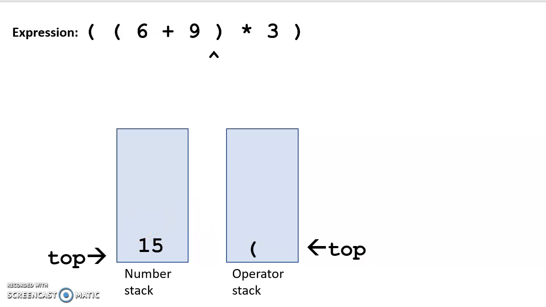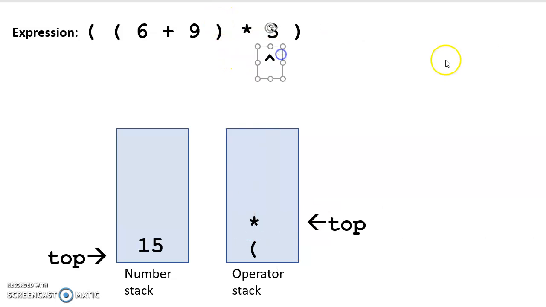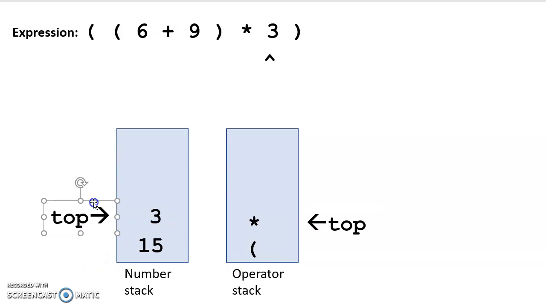Okay, so now we're going on to the next character, the star. That's an operator, so that goes on to the operator stack. The top moves. We go to the next character, 3. That's a number. That goes on to the number stack. This moves. I go to the next one here.